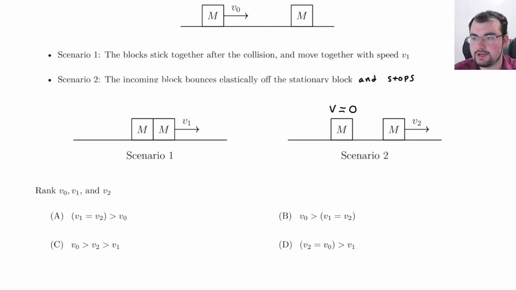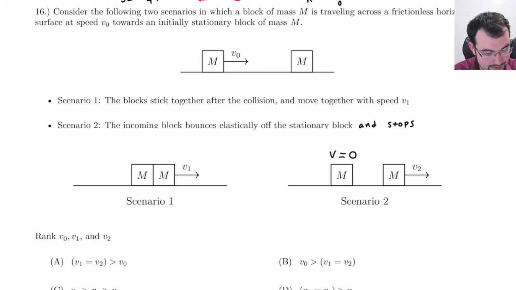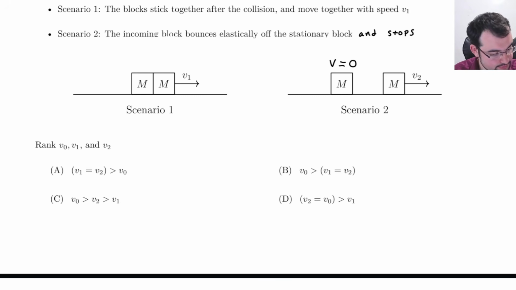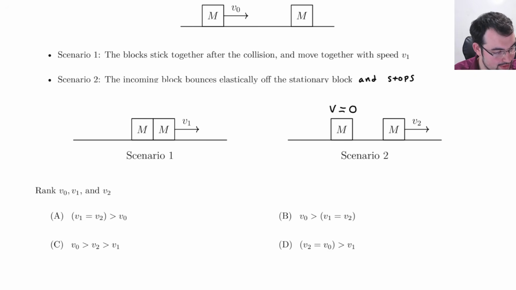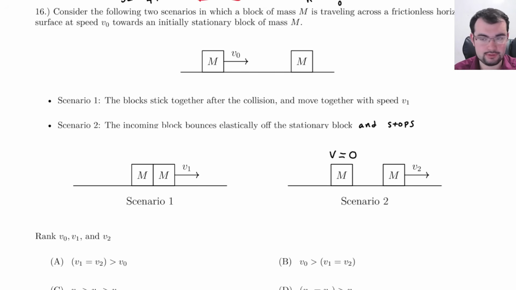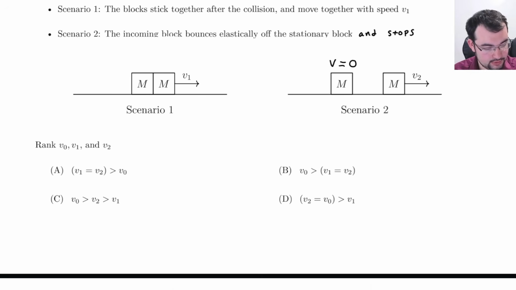And we want to rank the 3 given speeds. So we have the incoming speed v0, we have the stick together speed v1, and then we have the outgoing speed v2 after the bounce and stop. Okay, so first of all, in scenario 1, both of these blocks have to share the momentum. So if both of these blocks are contributing to the momentum of the system, we're essentially doubling our mass. So this velocity is going to be v0 over 2. Because you have twice the mass and need to create the same momentum, you have to half the speed.